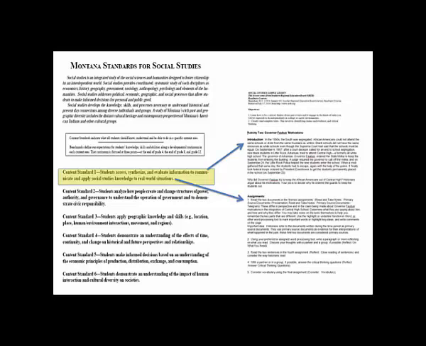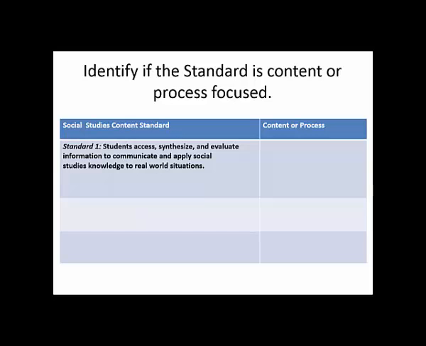Looking at this lesson, I identified that the students will access 2 different primary source documents to gain a perspective on a historical event. The students will then need to synthesize or combine the key parts of each piece to make a whole, while keeping in mind the time period and the author's perspective as they read the 2 documents. This provides evidence of Montana Standards for Social Studies, Content Standard 1. Students access, synthesize, and evaluate information to communicate and apply social studies knowledge to real-world situations. I will then write the complete standard in the Social Studies Content Standard column of the Video 2B handout.